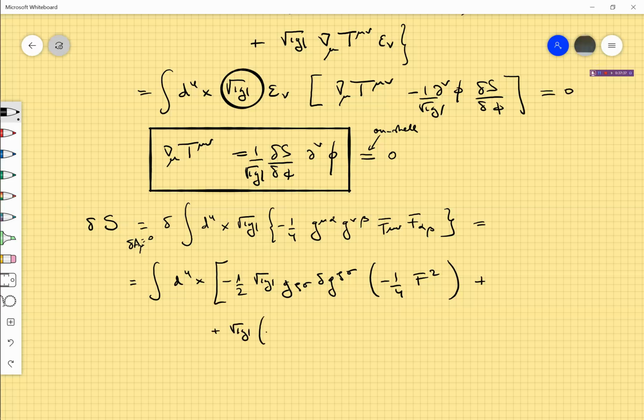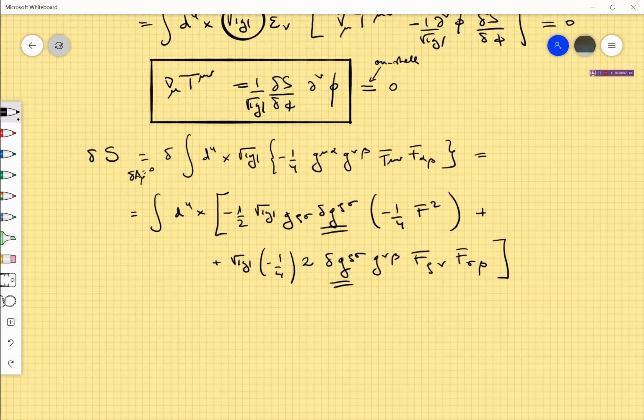It has this factor minus 1/4, and then clearly this is symmetric in this 2g, so it will give me a factor of 2. I only need to vary one of them. And let me write rho sigma just to make it coincide with the other variation, so I can take a common factor. Okay, so now this will be rho nu, and this is sigma beta.